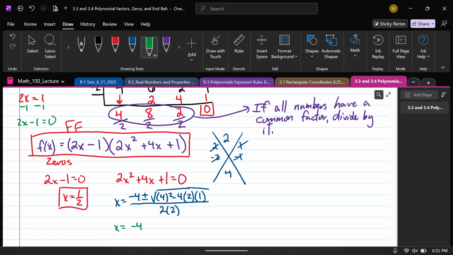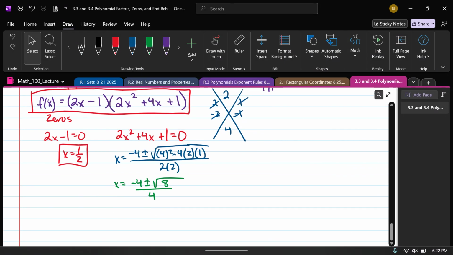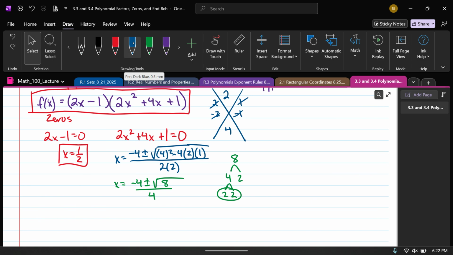So negative 4 plus or minus the square root. That'd be 16 minus 8, which would be 8. And then I'm going to try to simplify the square root of 8. It's 4 times 2 and 2 times 2. There's a pair of 2's. So that's going to simplify to be negative 4 plus or minus 2 radical 2. And I'm going to put each of those over 4 and simplify each fraction.